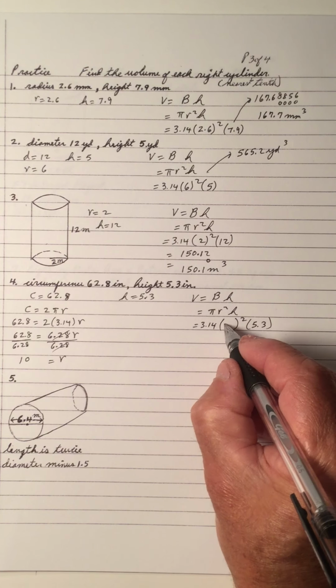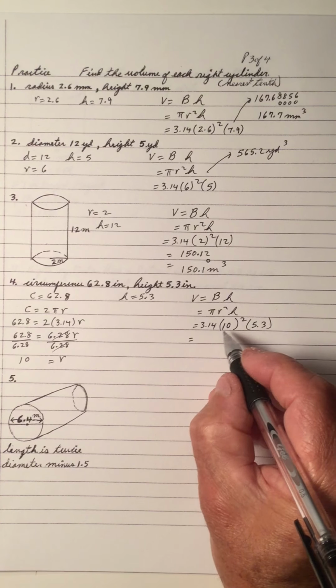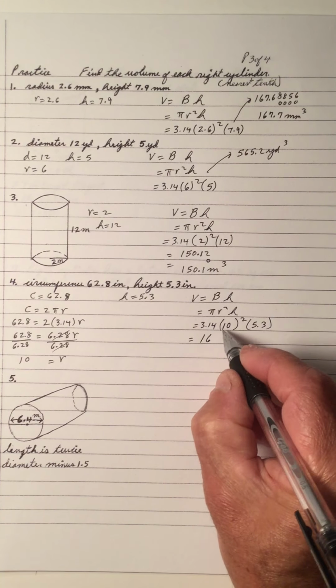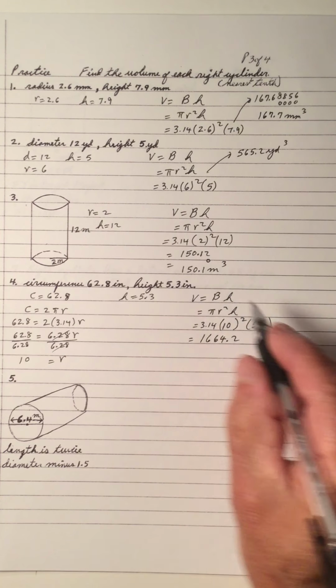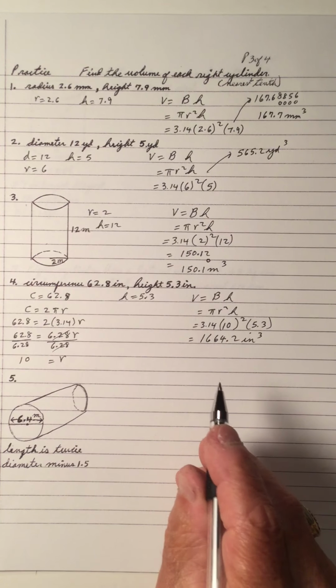So we take the radius and put it in the formula. That's the only unknown that's missing. And when we multiply all that out with a calculator, we get 1,664.2. And it's all inches, so it's cubic inches. Remember, make sure the units are the same.